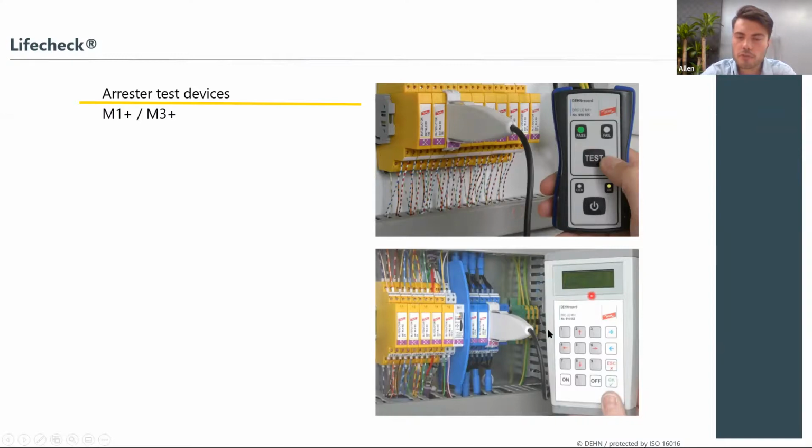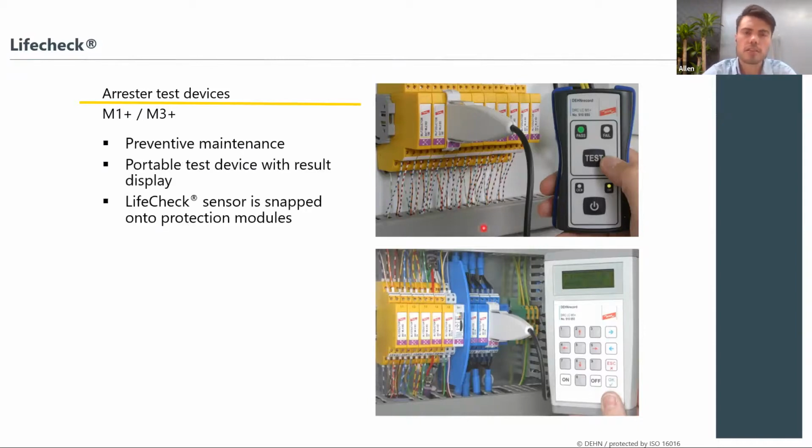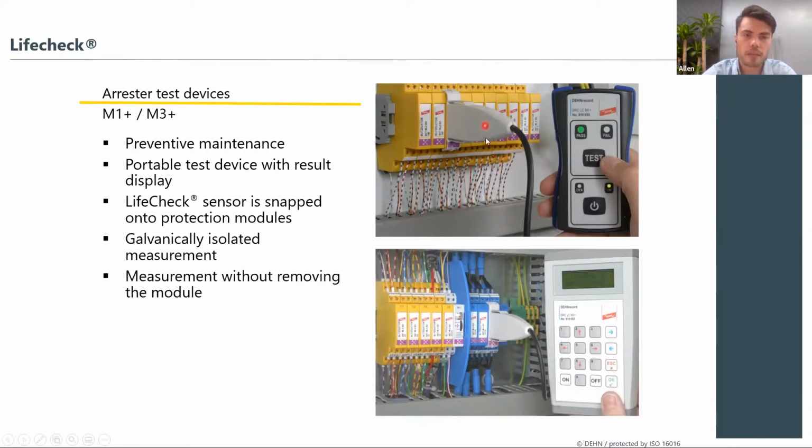We also have a much fancier DEHNguard device, which can tell you that the SPD is okay, and you might need to consider it later on. It gives you the expected lifetime of an SPD. And this DEHNguard is nice because you don't have to do any maintenance on it. It's very easy to test the functionality of the SPD, and it's a galvanically isolated measurement, so there's no need to disconnect any wires for testing the SPD.